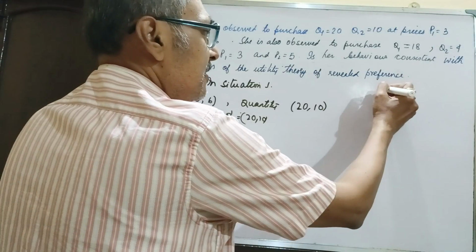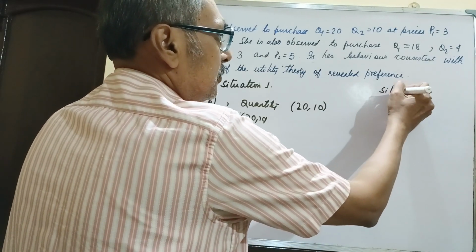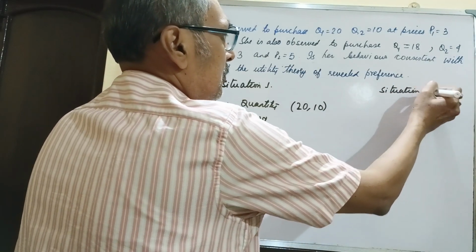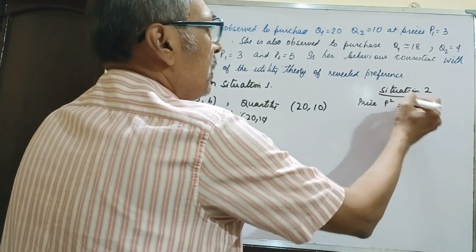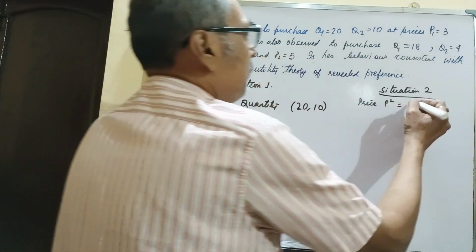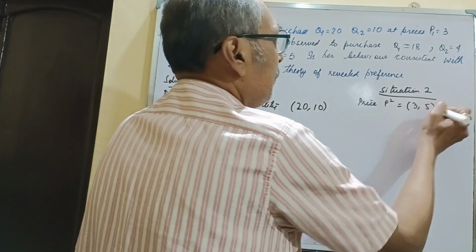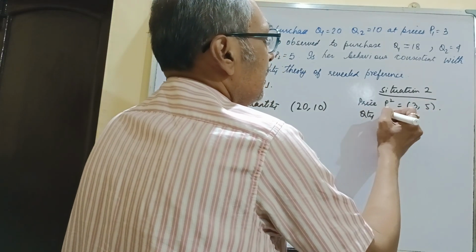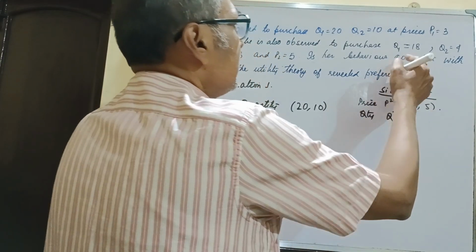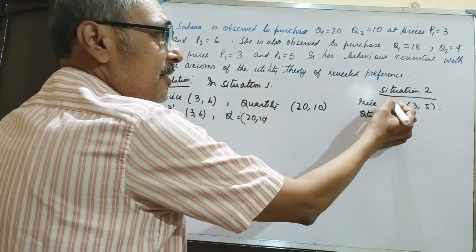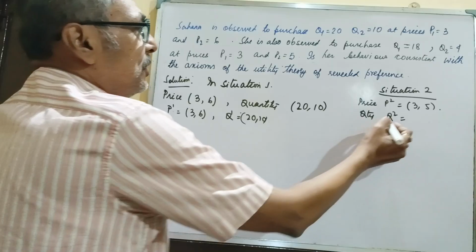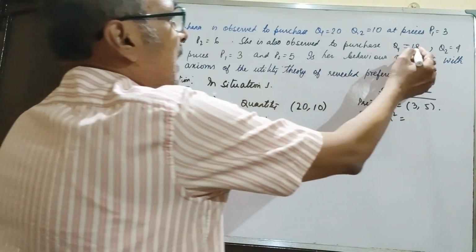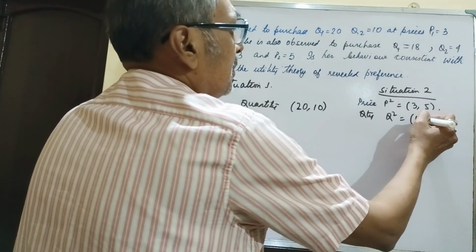Another situation, situation 2: the prices are 3, 5, and the quantity is Q2 equals 18, 4. This 2 is not a square, this is the situation. The superscript indicates the situation.